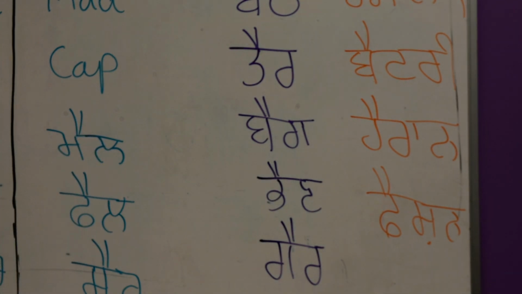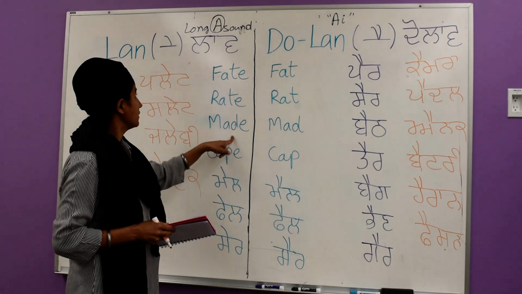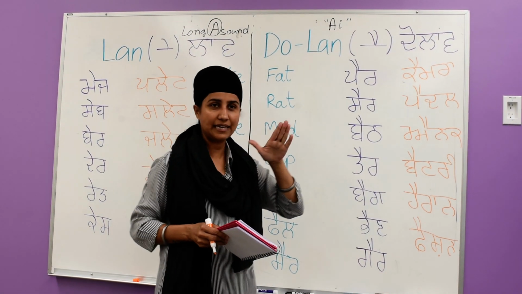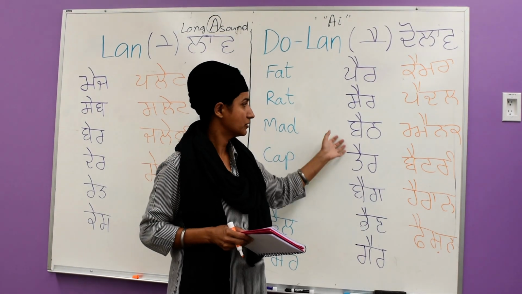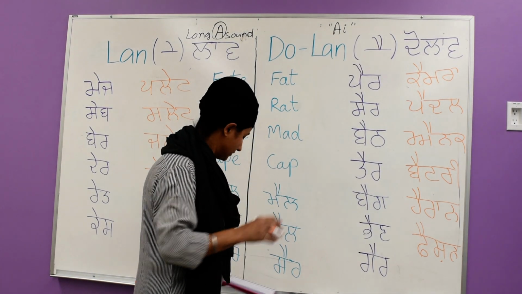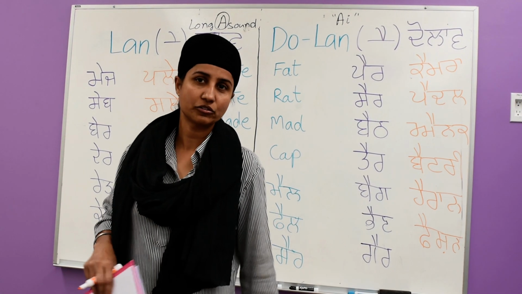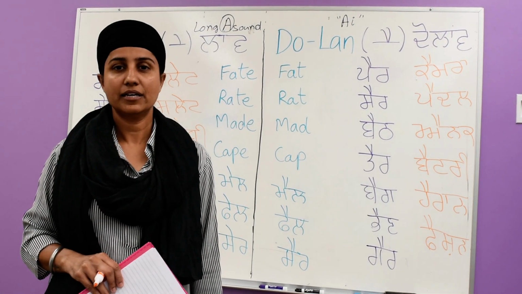So that's all. Just remember, with lam it is a long A sound. With the lam you have to open your mouth wide and say the A sound. So that's all. You can write all these in your notebook and revise it. Okay, thank you.